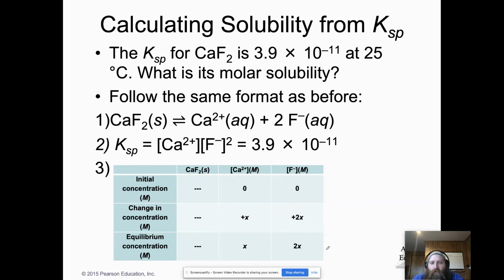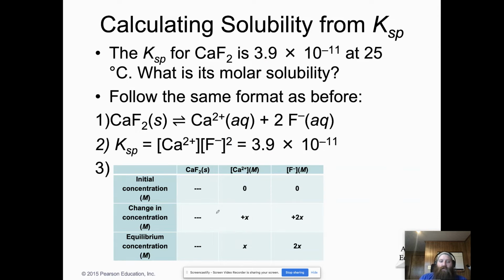So first thing we do is we write out our equation. CaF2 is at equilibrium with calcium ions and 2 fluoride ions. We write in the equilibrium expression, except in this case, it's our solubility product expression, KSP. Again, we do calcium concentration times fluoride concentration. Notice I had to balance and I had to raise the product there. And it tells me what KSP is, so I just plug that in.